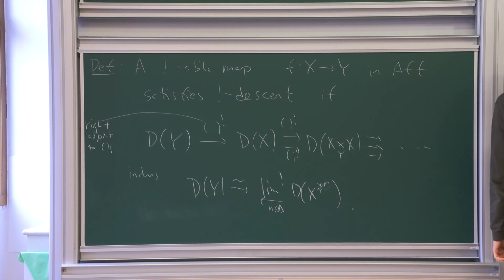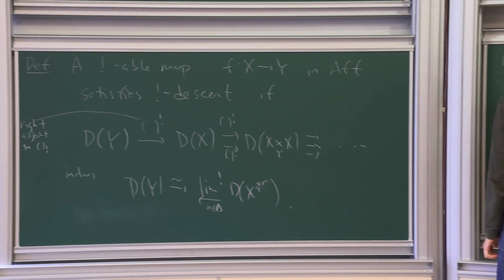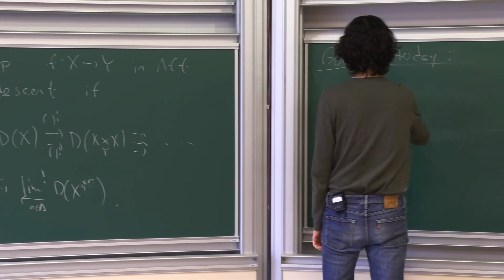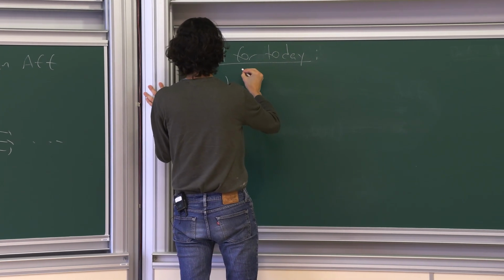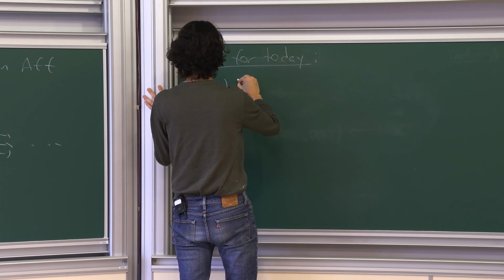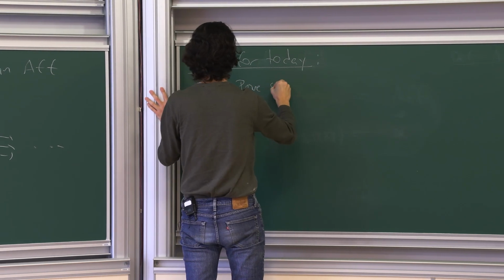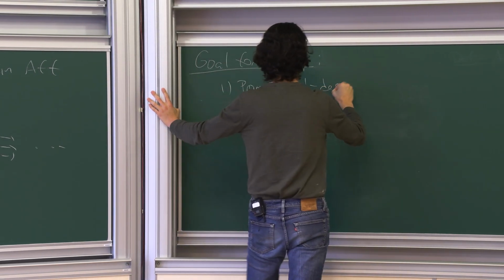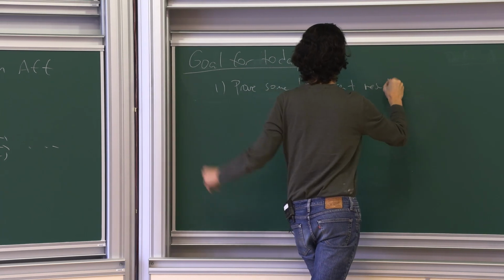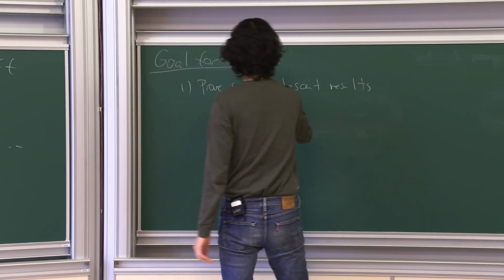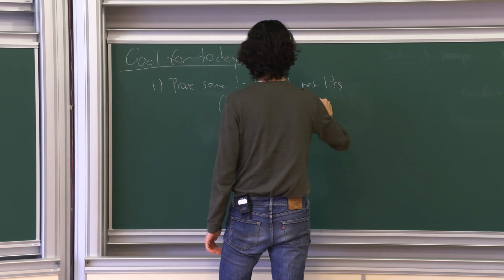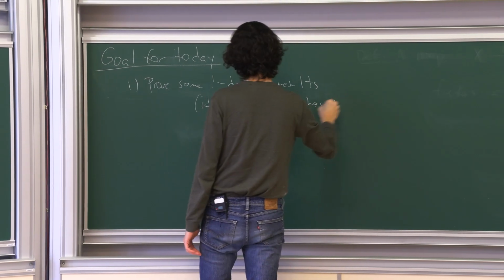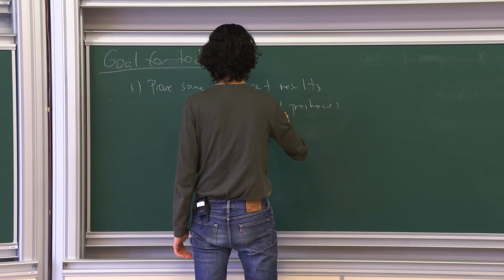Goal. So, well, first goal would be to prove some Schriek descent results, i.e., identify some natural presheaves that have Schriek descent.